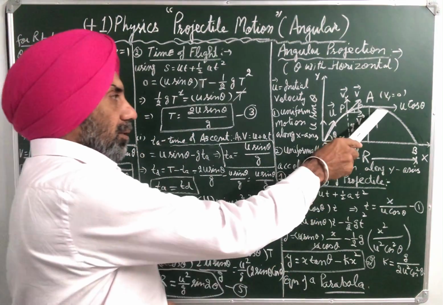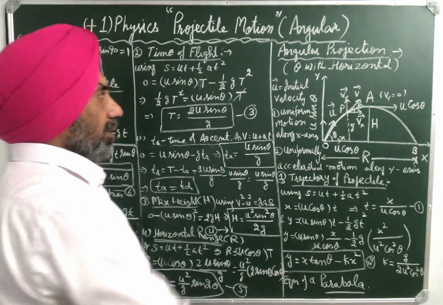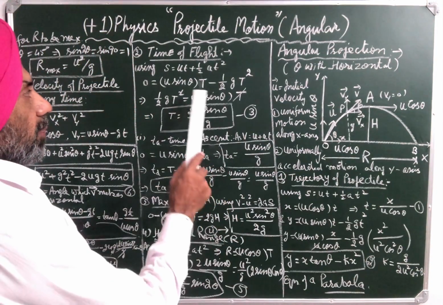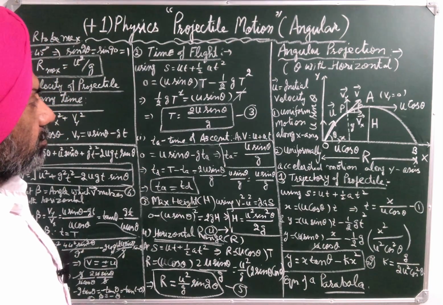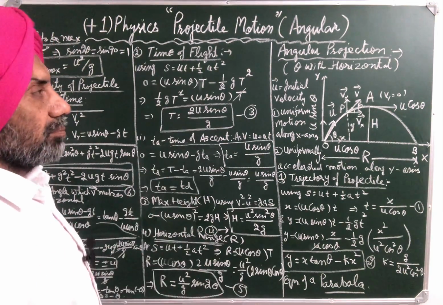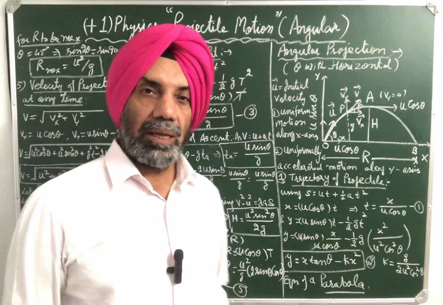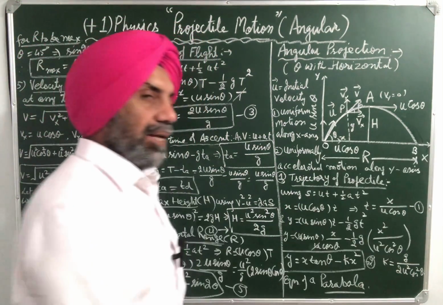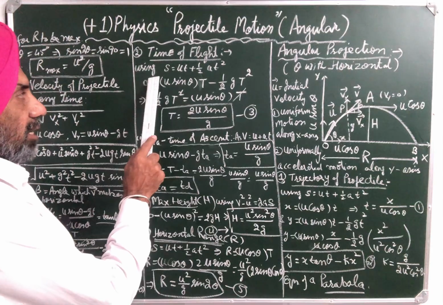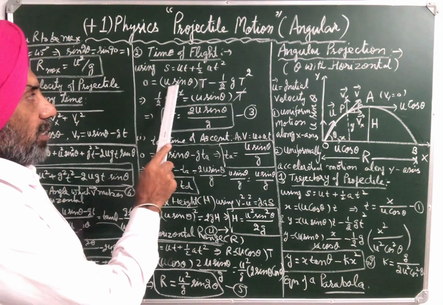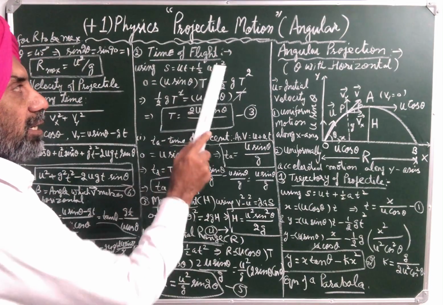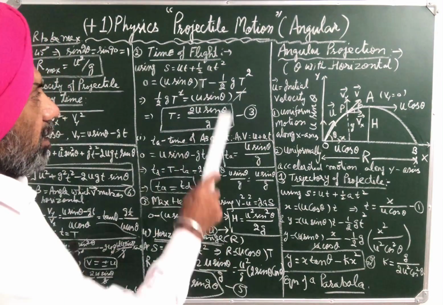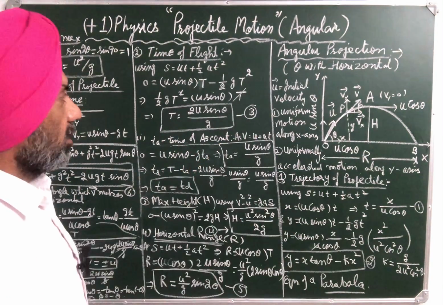Now, while going from O to B, what is the vertical distance covered by the projectile? Zero, because O and B are at the same level. So the net vertical distance covered by the projectile is 0. So it means initial velocity in the vertical direction u sin theta into capital T, instead of small t, the time of flight, minus half g capital T square.